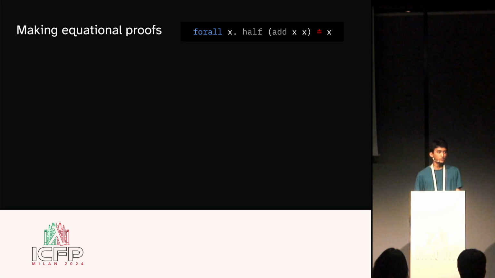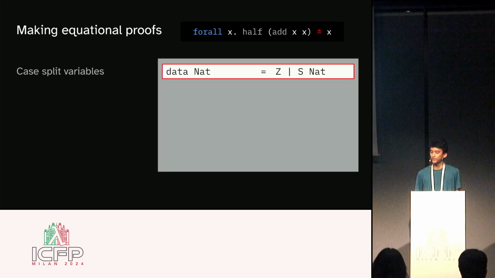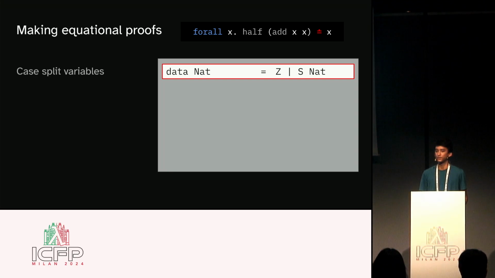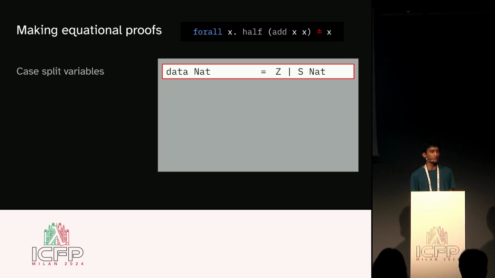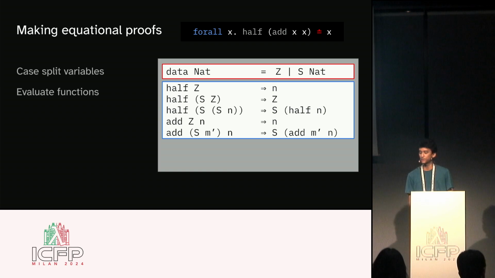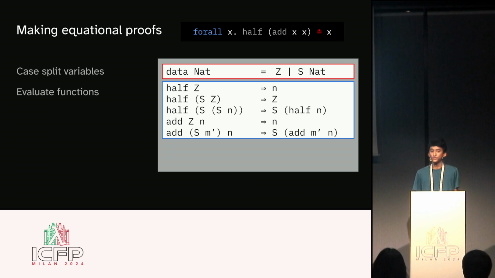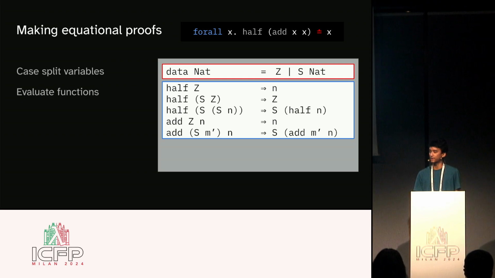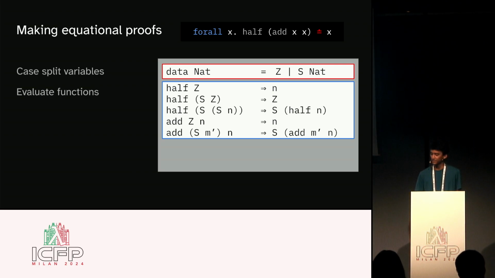OK, so how do we construct equational proofs from this? The first thing that we can do is we can case-split variables. And this is just like how you can case-split variables in Haskell or OCaml. Hopefully this is pretty familiar. Second thing you can do to construct your proofs is you can apply functions. And I've already shown you the definition for add. Hopefully the definition for half is not too strange.